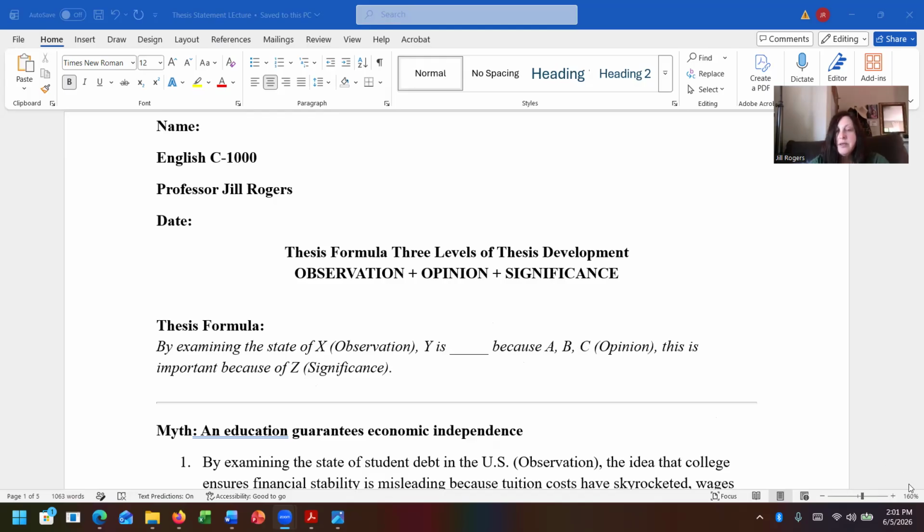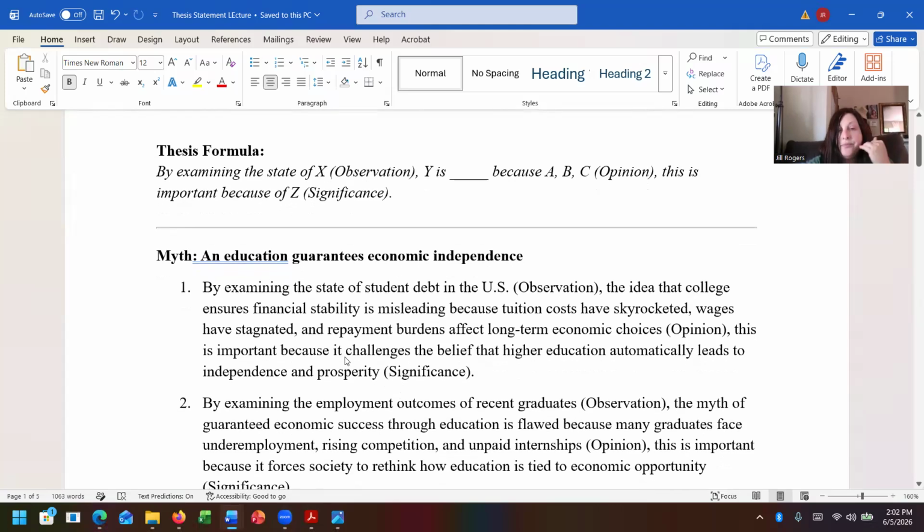Now, I'm trying to kind of turn it into more of a math problem, but X, Y, and Z just stand for what is your observation, Y is your opinion, right? So something about this. And then you have to have a new word to say it's good, it's bad, it's troubling, it's flawed, it's necessary to change, right? And then your significance, this is important because of whatever it's important for. So usually the importance is some kind of equality or general human right or progress, something like that. So let's take a look at a lot of examples.